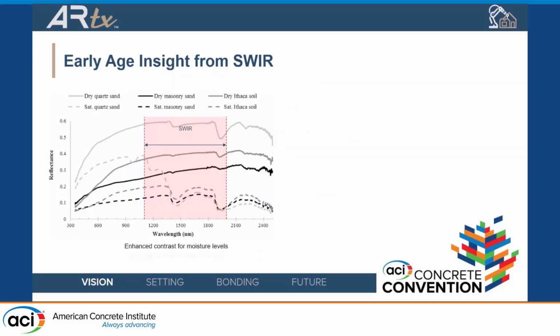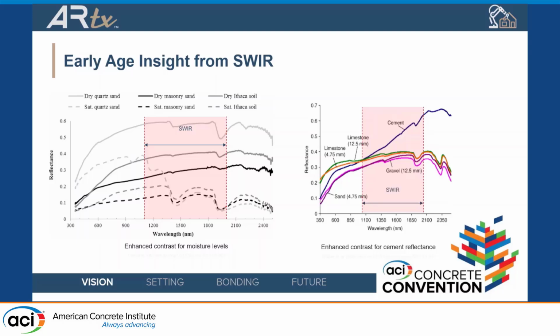In early age, we have some pretty good contrast out here in the SWIR range because of its reactivity with water. Things out in the SWIR range, dry versus wet sand, look very different, whereas in the visible range, we know they look different too. Things that are wet are typically darker. But out in the SWIR range, there's a big difference between wet and dry and everything in between. With regard to our dry components, cement itself is way more reflective out in this far SWIR range as compared to gravel or limestone sand.